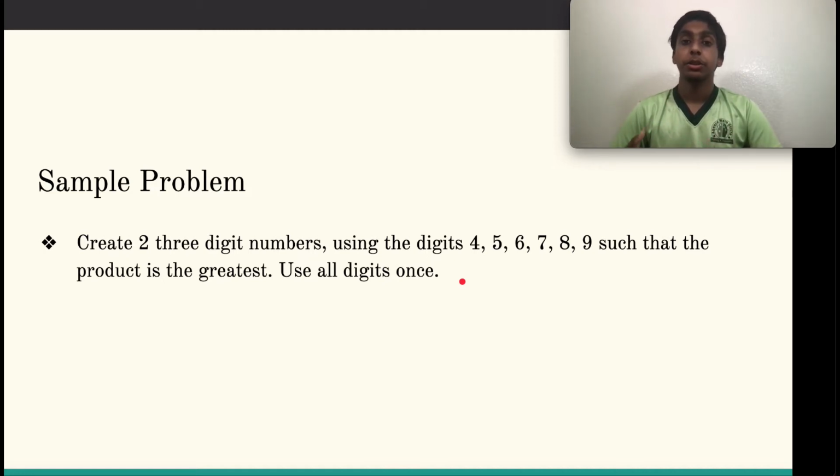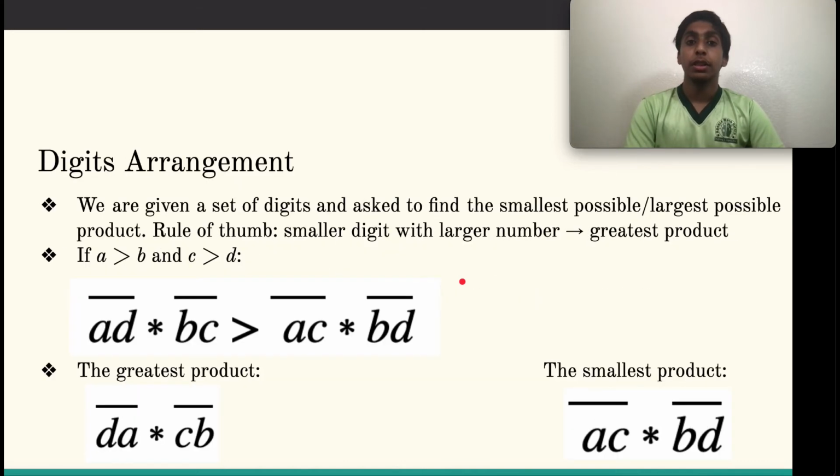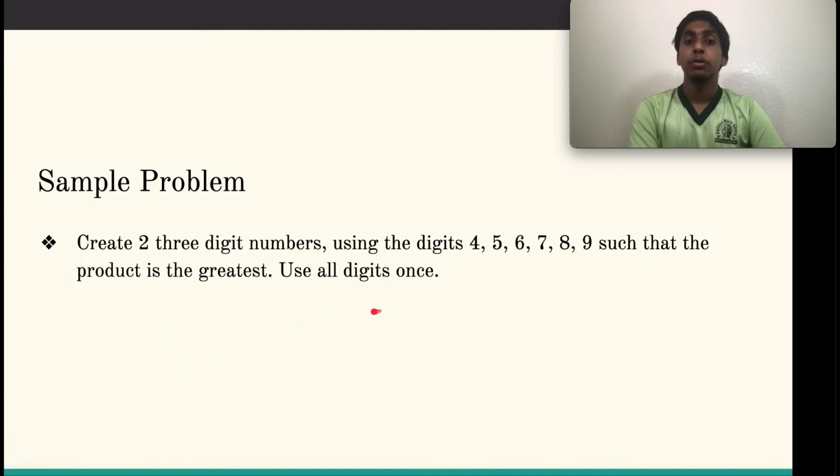So how exactly are you going to do that? The hint I'm going to give you is to use this rule of thumb: smaller digit with larger number will give you the greatest product. Smaller digit with larger number. So based on the formula you have here, try to apply this and expand the pattern that we already have. Pause the video here, and go ahead and try this problem.